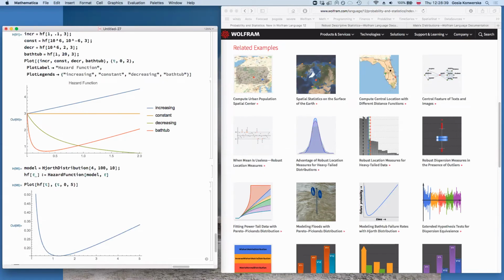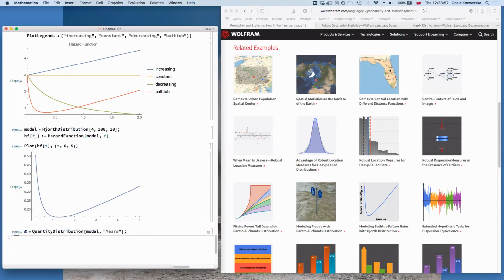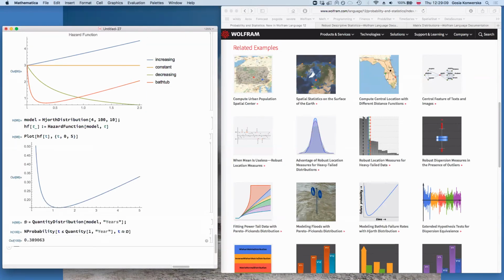To avoid early failures, the equipment is operated during this burn-in period. We would like to find the probability of failure within the first year, which usually is the warranty period. So what I would like to do is define a new distribution, a quantity distribution, which will give us the reference of time frame. We are looking at years, and then find the probability that the equipment fails within the first year.